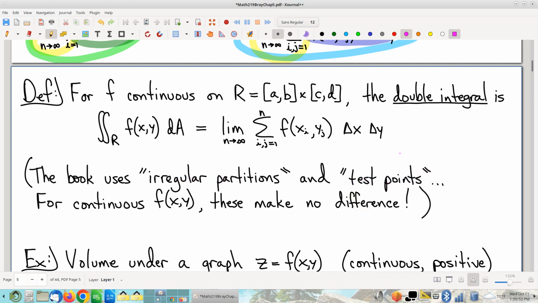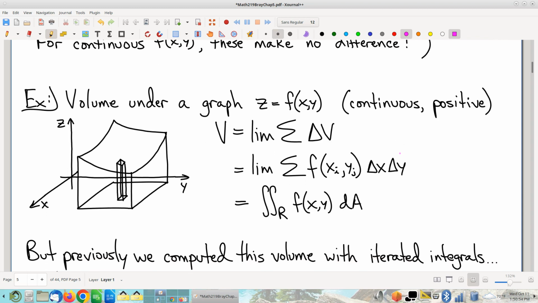Okay, so let's see an example of this in action. I'm going to compute, let's see, we've actually already answered this question, but let's do it again in a different way. I want to compute the volume under a graph, right? Sitting over a rectangle.